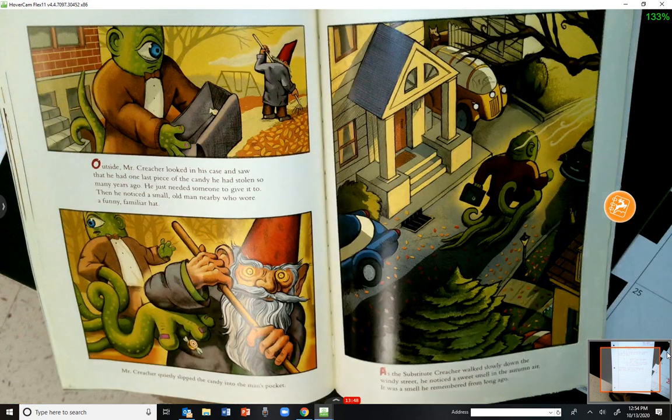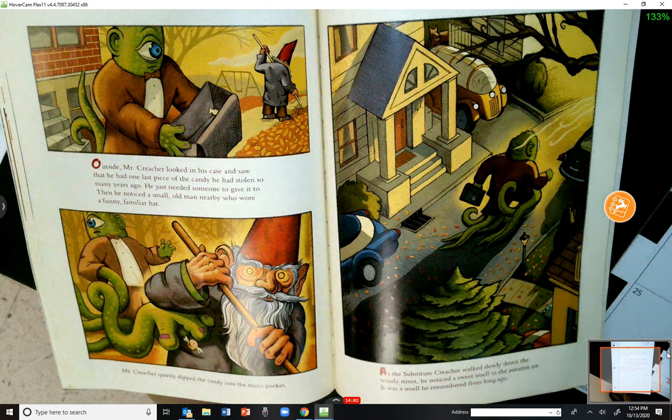Outside, Mr. Creature looked in his case and saw that he had one last piece of the candy he had stolen so many years ago. He just needed someone to give it to. Then he noticed a small old man nearby who wore a funny, familiar hat. Mr. Creature quietly slipped the candy into the man's pocket.